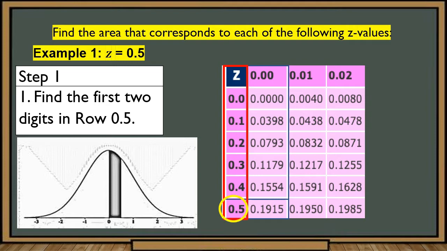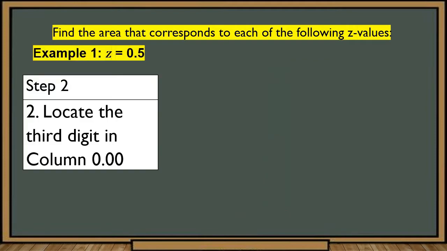Next, after looking for the first 2 digits, ano yung next step? Locate the third digit in column 0.00. So observe that our given has only 2 digits. So again, as previously mentioned, if it has only 2 digits, automatically the last digit or the third digit will be 0. So in step 2, we're going to locate the third digit in column 0.00 since our last digit is 0.